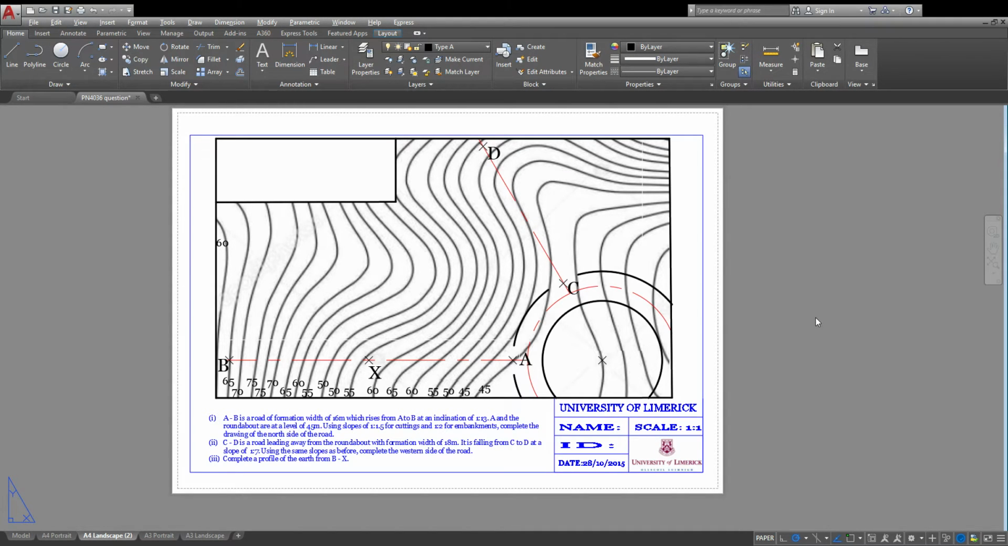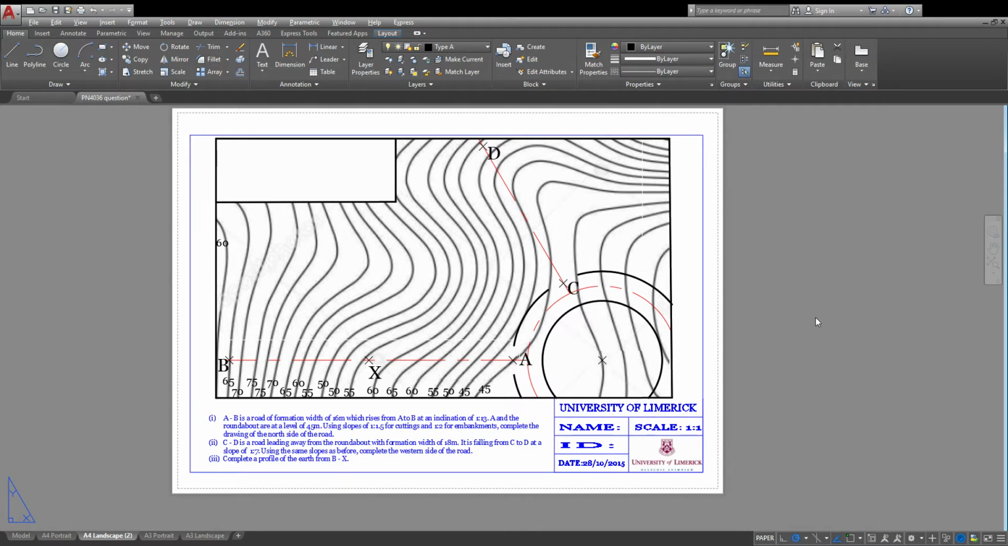Okay, in this video we're going to look at this question which we've created. It's on geologic geometry, but within that topic, this question is on road geometries. A to B is a road of formation width of 16 meters, which rises from A to B at an inclination of 1:13. A and the roundabout are at a level of 45 meters, using slopes of 1:1.5 for cutting and 1:2 for embankments. Complete the drawing of the north side of the road.